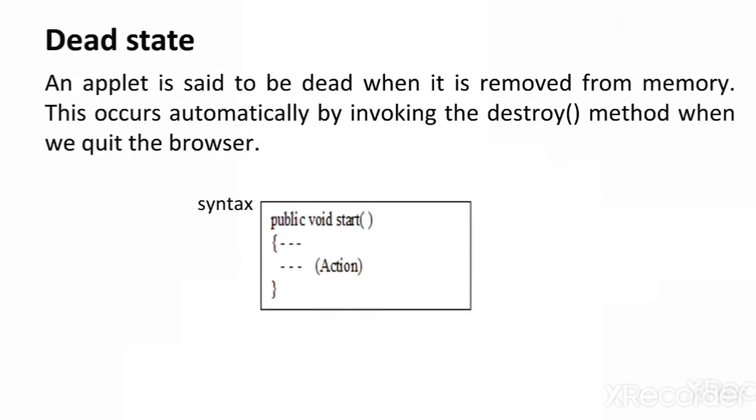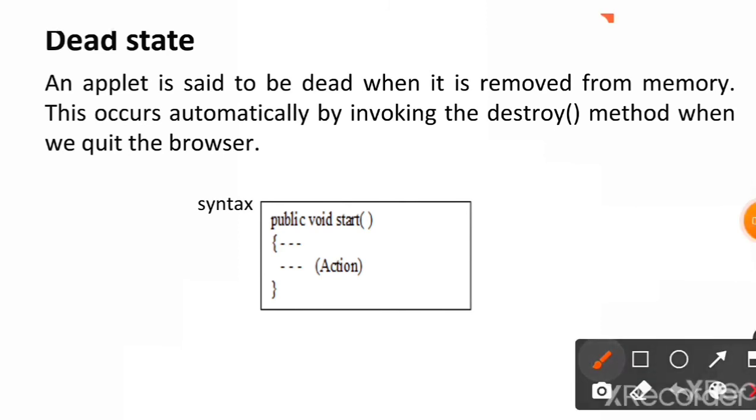Next, dead state. An applet is said to be dead when it is taken out of the memory, and this occurs automatically when a destroy method is called. And this is going to happen when we quit the browser or when we end the program execution.